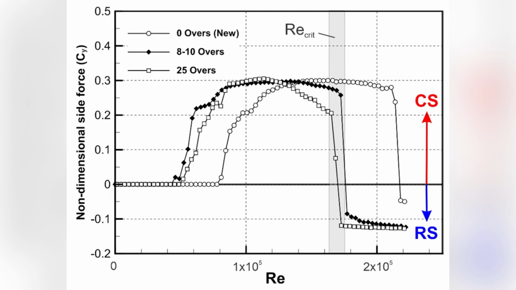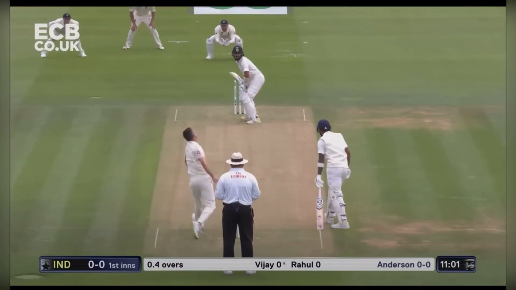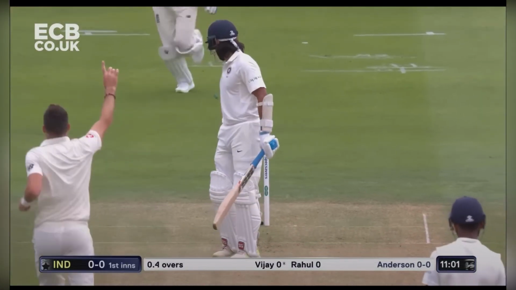Here's where the magic of fast bowling comes into play. Fast bowlers can increase this Reynolds number by increasing the speed at which they bowl. That is why we often see the most significant swing from the fastest of bowlers. And there you have it, the science of swing bowling unraveled.